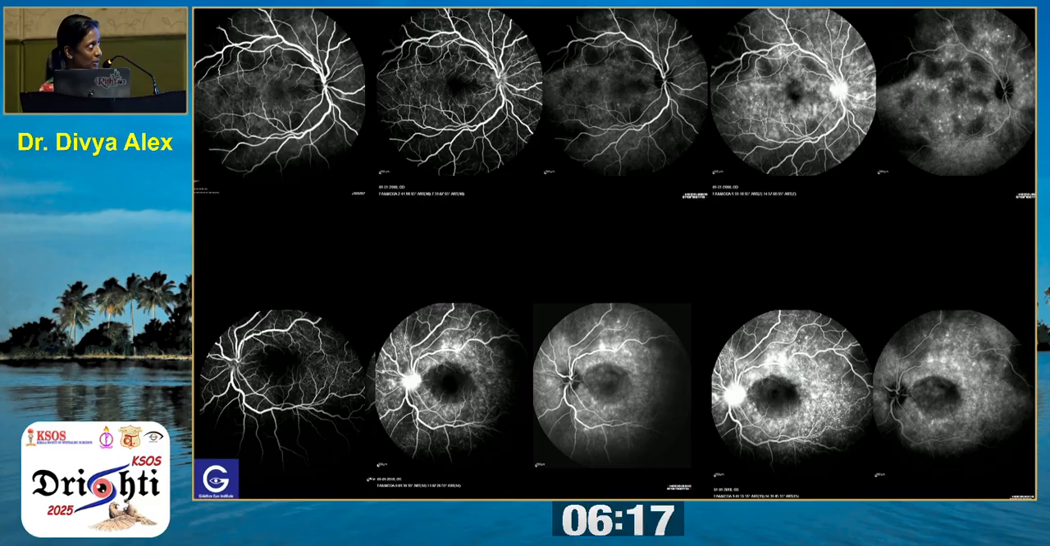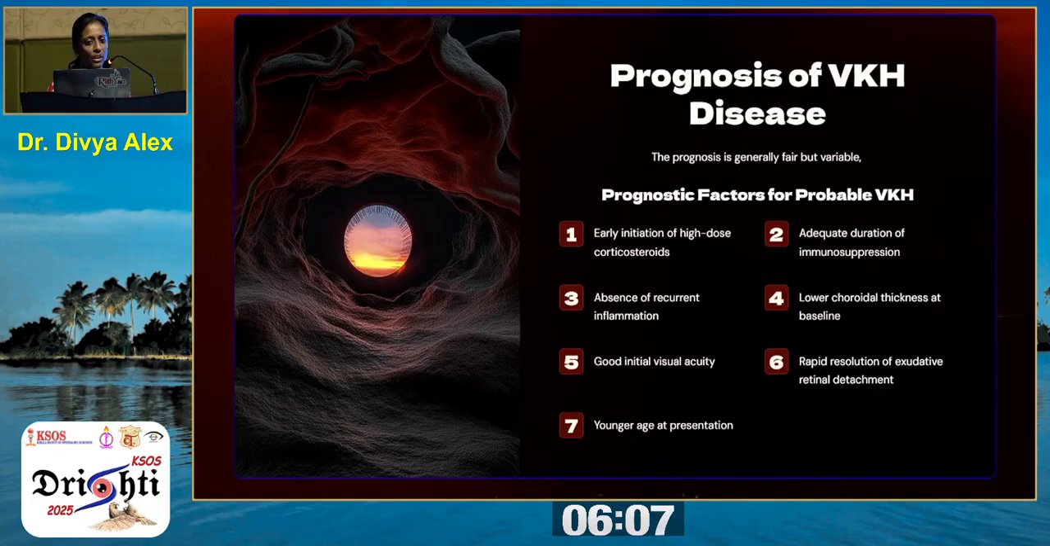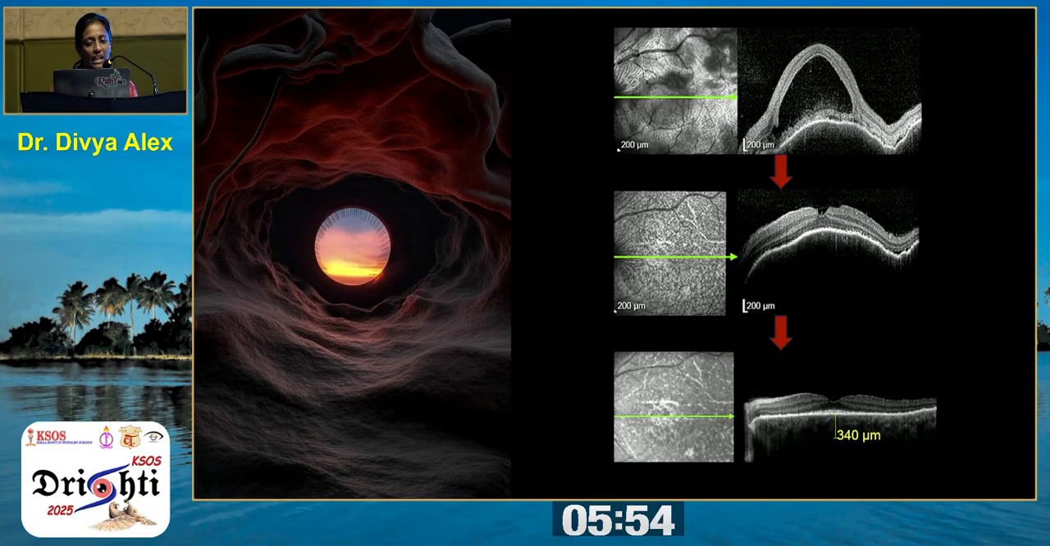And as VKH is a primary stromal choroidal disorder, the hypoperfused granulomas can be clearly delineated in ICG more than in an FA. So even though variable, the prognosis of VKH is generally fair, provided there is early initiation of high dose immunosuppression, adequate duration of immunosuppression, and absence of recurrent inflammation. So this is the same patient. The patient had counting fingers at presentation, and after 6 months of immunosuppression, the patient is still sustaining with 6/9 vision. So there is light at the end of the tunnel.